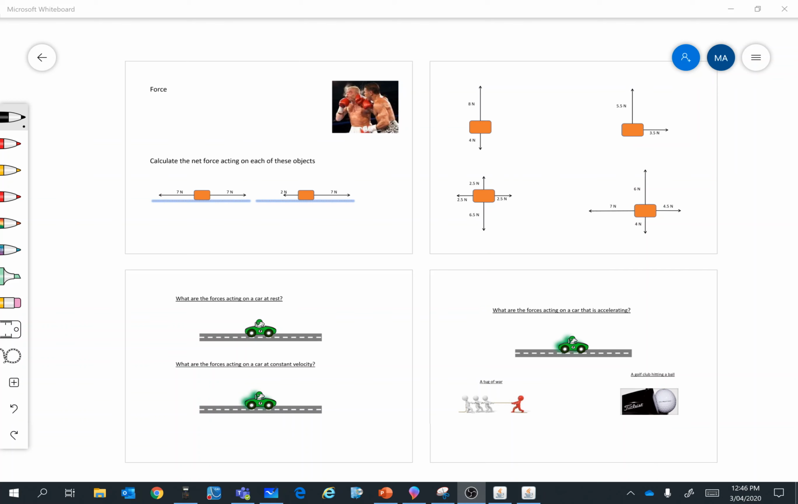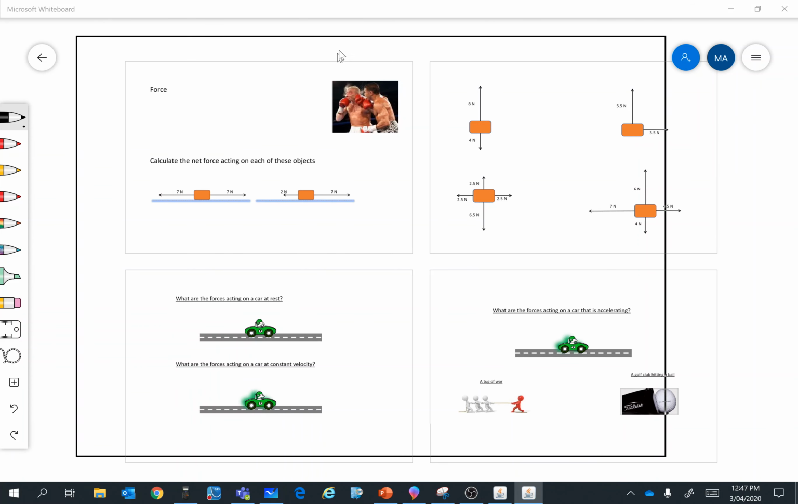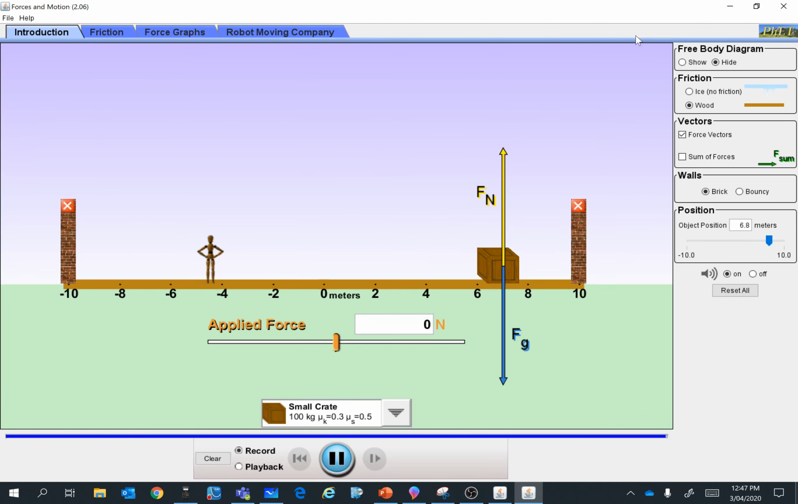Now there are different forces that are acting in different situations. If we have a look at this animation here, we have the robot moving company. This robot is going to move this box for us in a moment. But first, I just want to discuss the forces that are acting on this box.